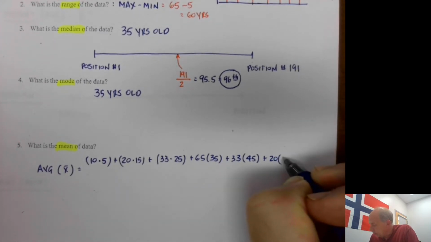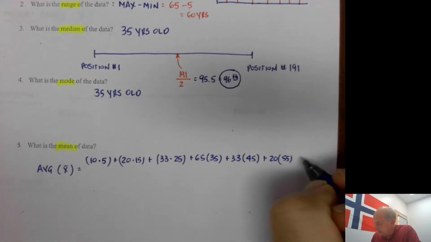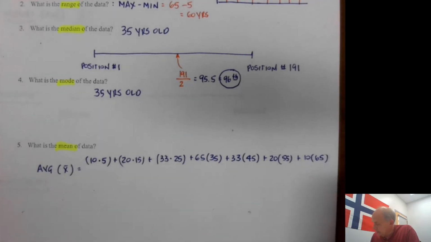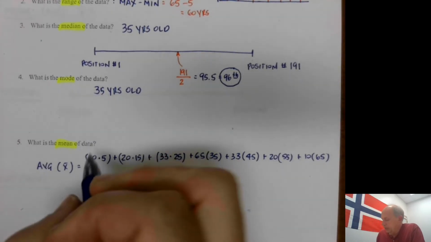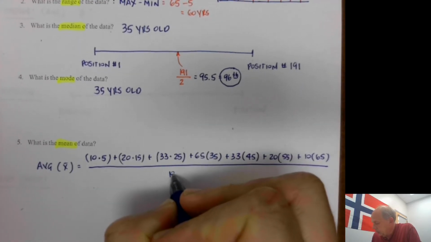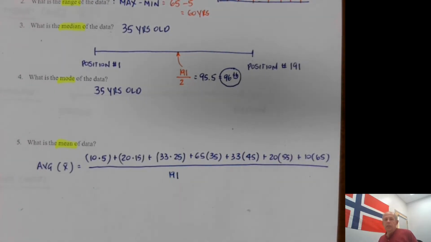There were 20 people between 50 and 60 years of age. I'm going to call them 55. There were 10 people between 60 and 70 years of age. I'm going to call them 65. Since I'm finding the average, I'm going to divide by the number of people at this big family reunion.